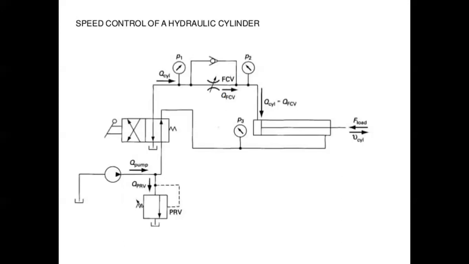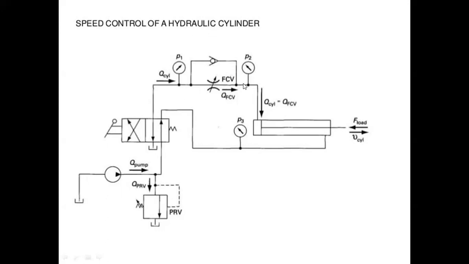See here. In this circuit, this is the PRV, this is the tank, the pump, and now it goes to the second position like that. So pressure from the second position sends oil to the rod side, and the piston side oil returns to the tank. This is the complete circuit. Speed control of a hydraulic cylinder.